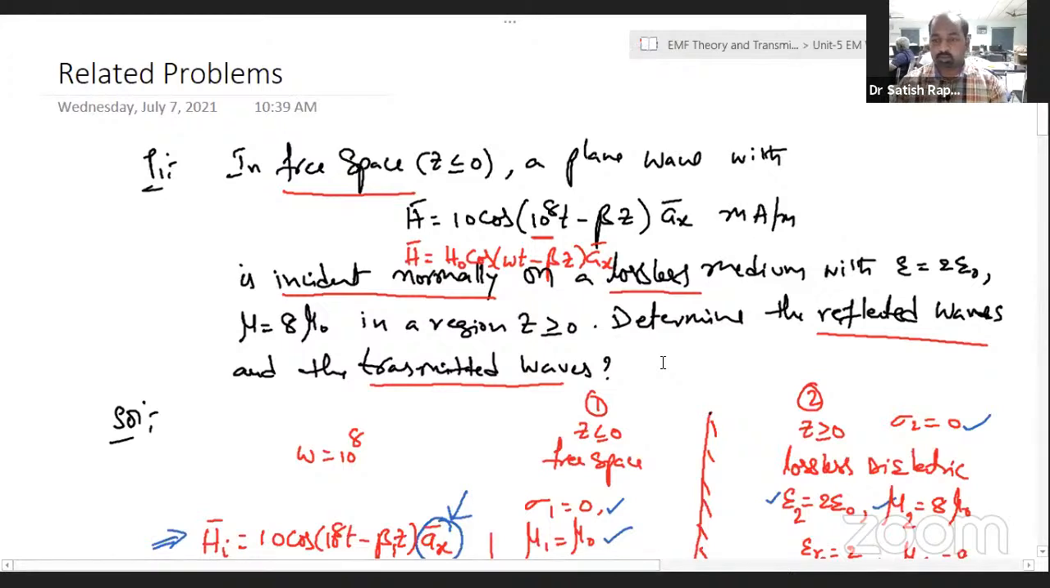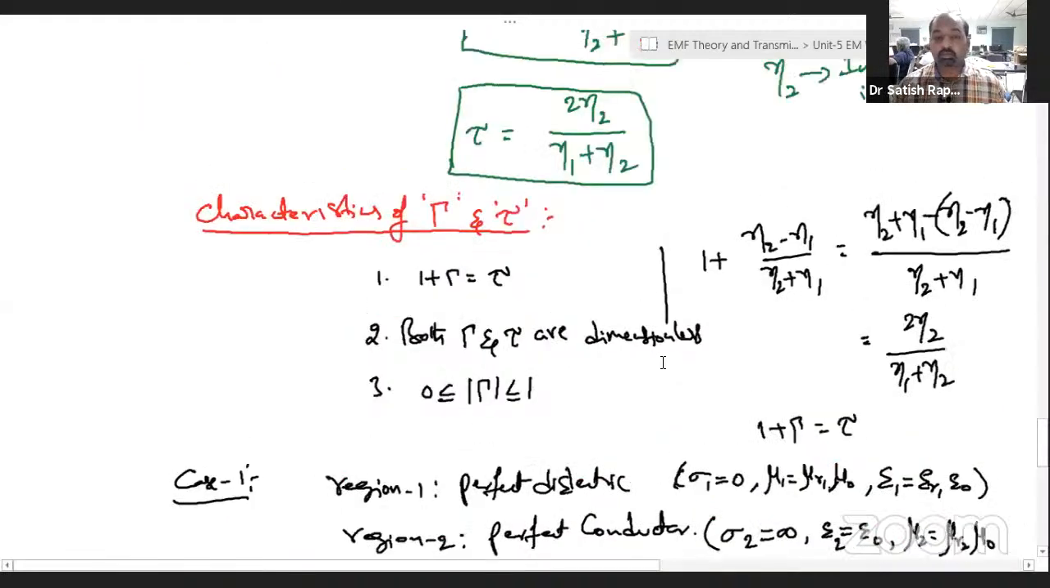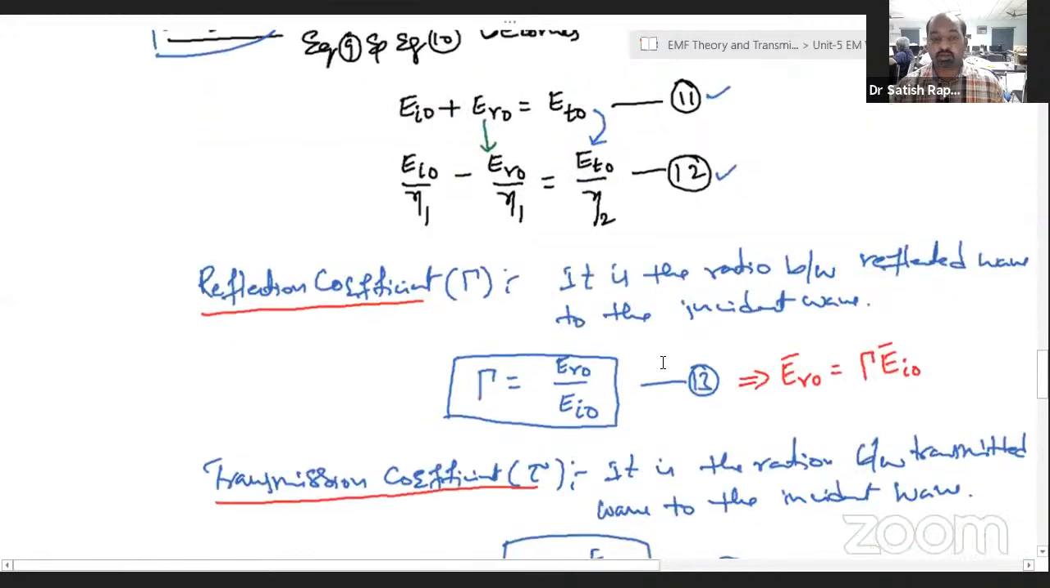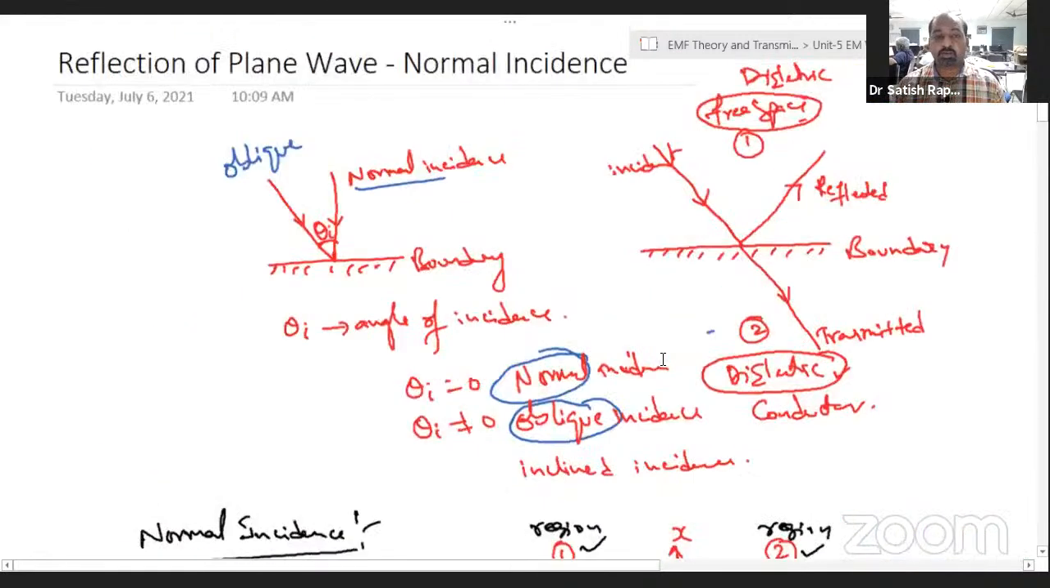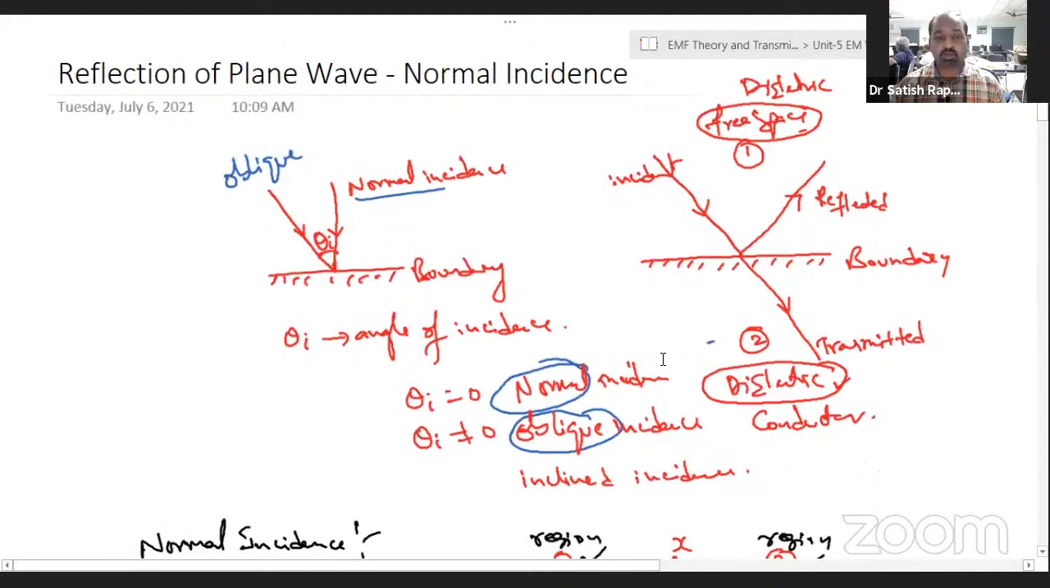Let me recollect the things which I have discussed in my last class. I have done some related problems. Before that, I have discussed the reflection of plane wave, normal incidence. So do remember one thing: reflection of plane wave normal incidence, reflection of plane wave oblique incidence.